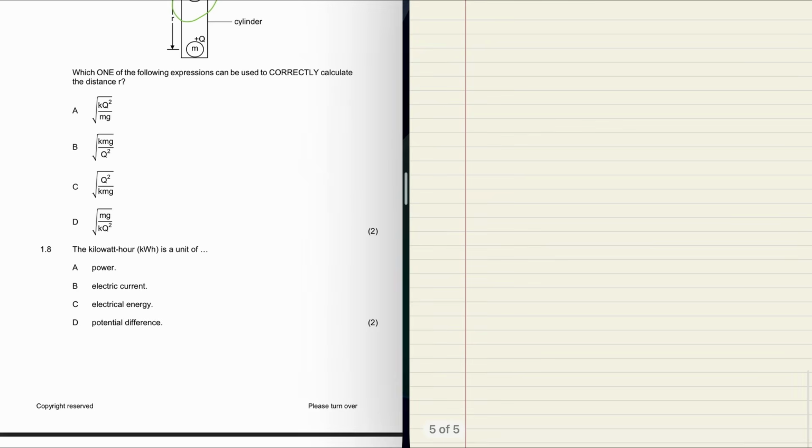Question 1.8. The kilowatt hour, so kWh, is a unit of power, electric current, energy, or potential difference. This is a theory question. 1.8. It is a unit of electrical energy, option C.